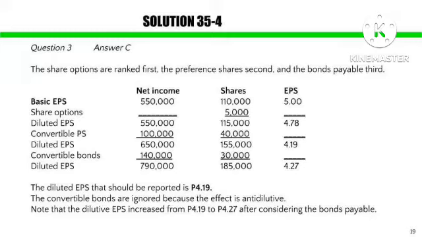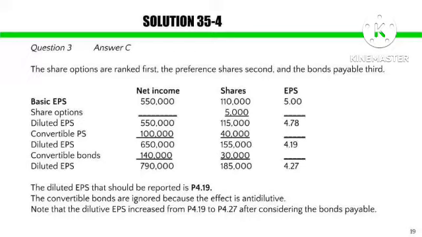Kung mapapansin po natin, simula share options hanggang convertible preference shares, bumaba po siya. Pero pagdating naman dito sa na-convert po yung bonds, tumaas po siya. So, the diluted earnings per share that should be reported is 4.19. The convertible bonds are ignored because the effect is anti-dilutive.